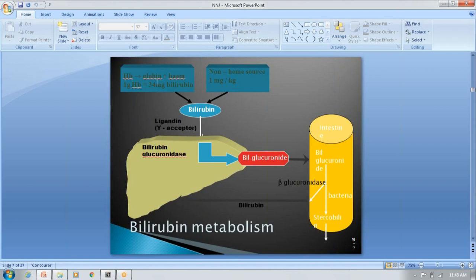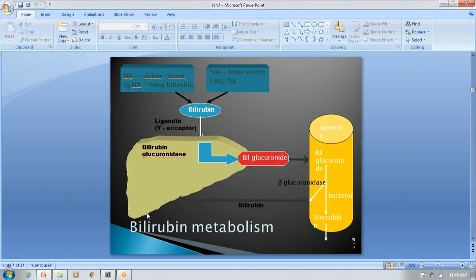Hemoglobin is degraded into globin and heme, and 1 gram of hemoglobin will produce 34 milligrams of bilirubin. That is a contribution of about 85% of the bilirubin. The other 15% comes from non-heme sources like myoglobin, cytochrome, and peroxidase. These contribute at least 15% to the hyperbilirubinemia.